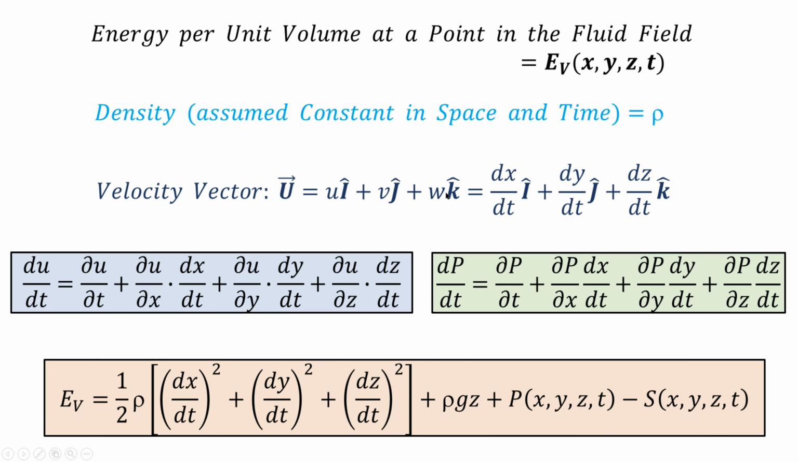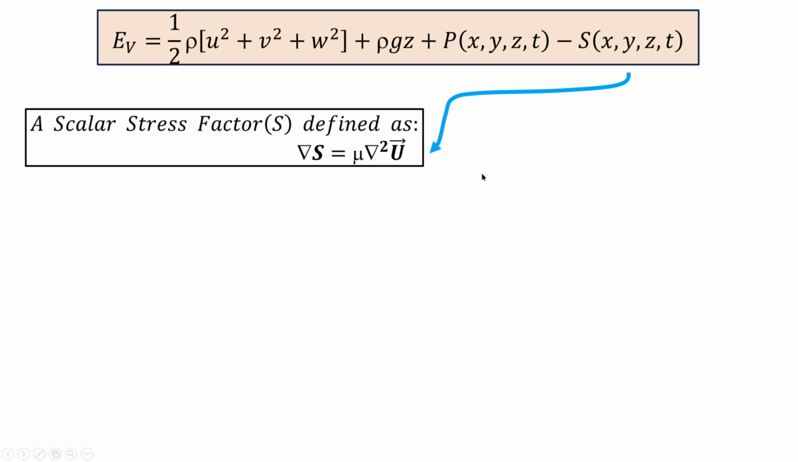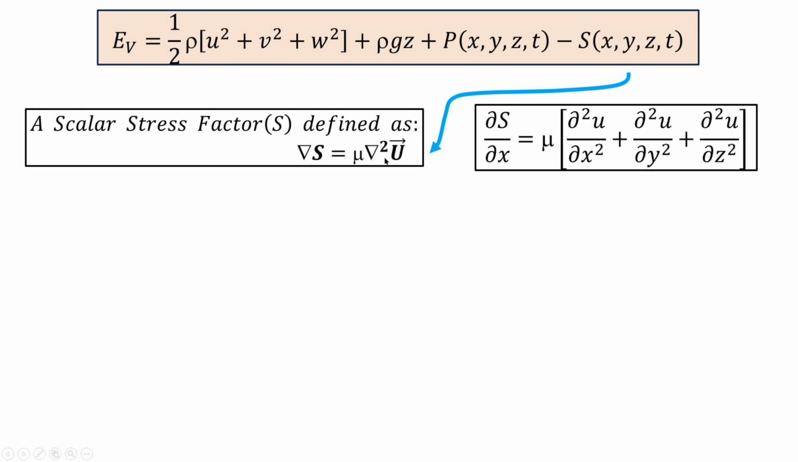We can write the net energy per unit volume as the summation of kinetic energy, gravitational potential energy, the pressure, and a variable S, which we will define in the next slide. This variable S is a scalar which encodes the stresses in some form. That is, the gradient of S is equal to the viscous forces in the Navier Stokes equation. This is the del square, or the Laplacian operator, operating on the velocity field, and mu is the viscosity coefficient, and this is considered a constant.